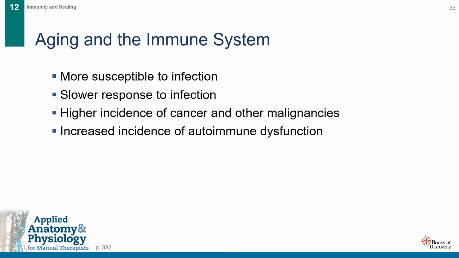This decrease in the number and activity of NK cells helps explain why there is a higher incidence of cancer and other malignancies among older populations. Because the immune system of elderly people is less responsive to vaccinations, older adults are generally encouraged to get flu vaccines every year. Additionally, the incidence of autoimmune dysfunction increases with age, presumably due to some combination of the autoimmune triggers previously described.